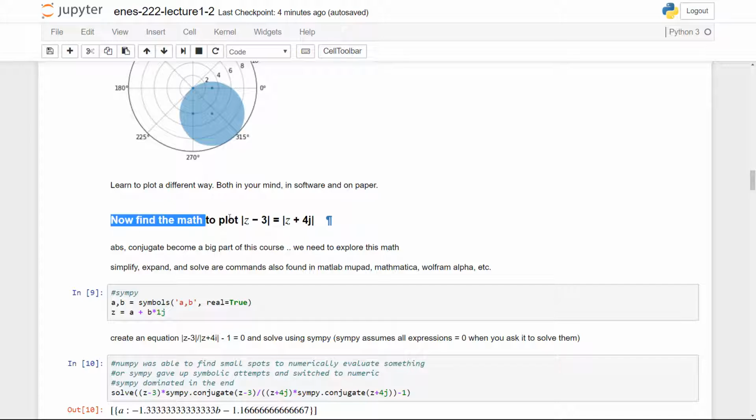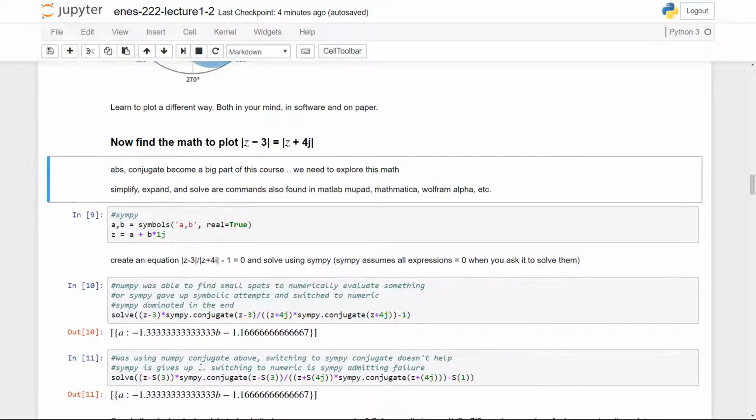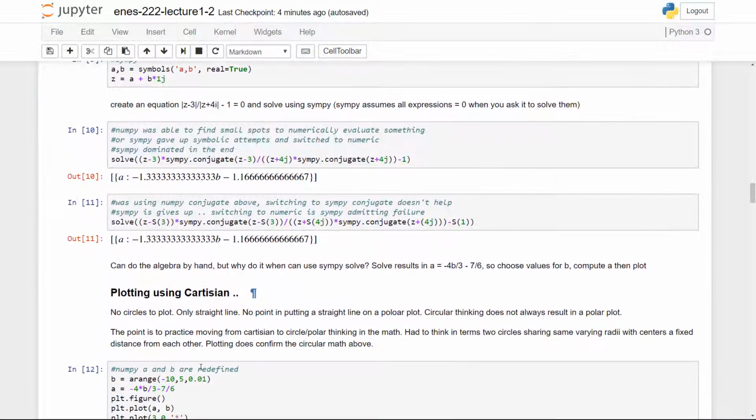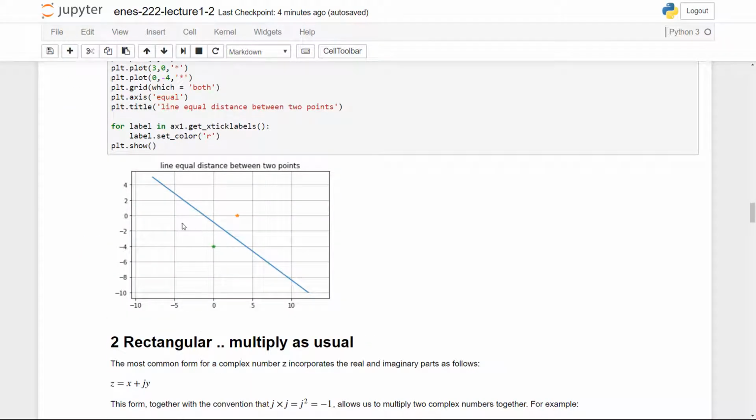Now we're told to plot this equation. And coming from the rectangular world, it just makes your head spin. You have no idea where to start. You have to switch to circular polar thinking in order to solve it. You have to find the circles in it to solve it. So here I'm doing some of that math and plotting it. Now there's no real way to plot it with circles because we end up with a straight line. And this is what it looks like.